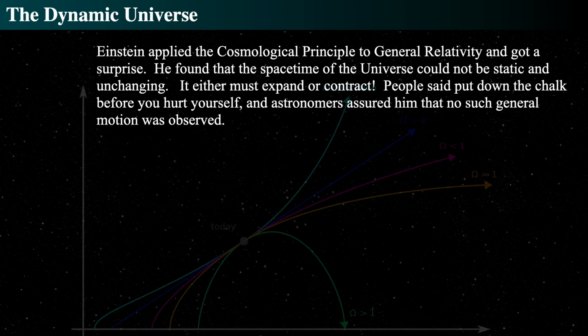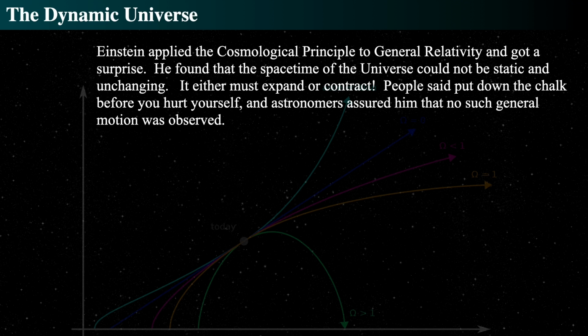He said, this is really strange because there's stuff in the universe. The space-time itself must change. And it must either expand or contract. And that's the cosmological principle, meaning everything must everywhere expand or contract, no matter where you are.